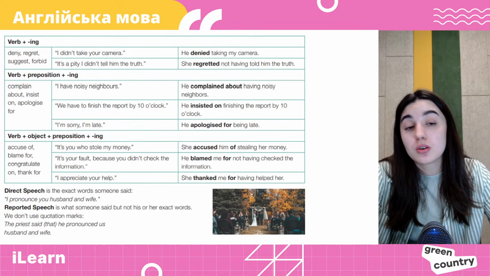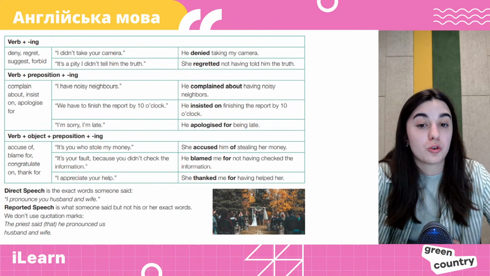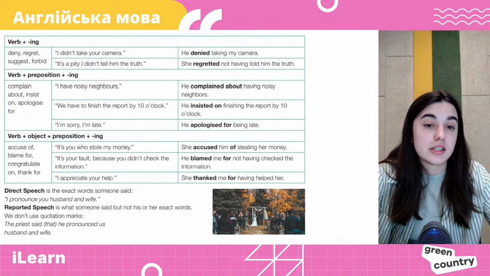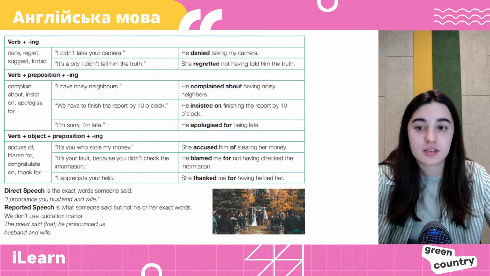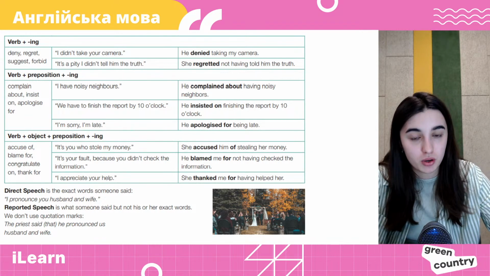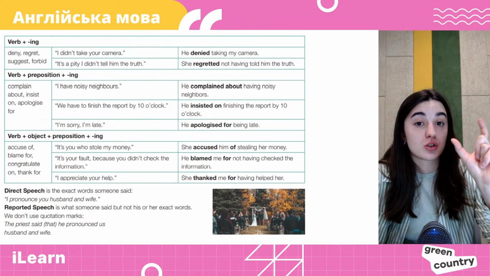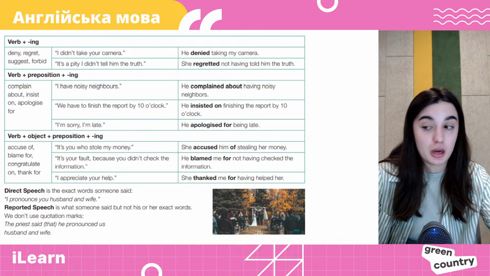Also, we can use the ing form, like deny, regret, suggest, forbid. He denied taking my camera. So instead of saying he said that he hadn't taken my camera, we make it shorter and say he denied taking my camera.